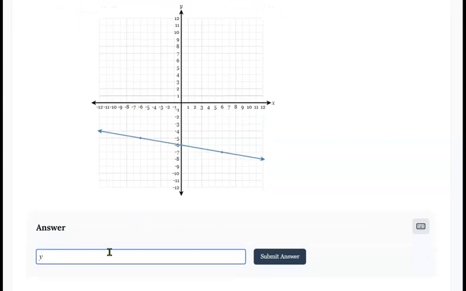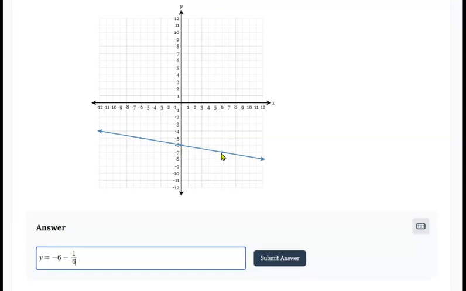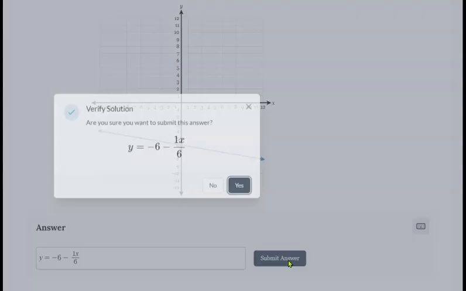You start with a y and an equal sign, and you can even start with your y-intercept if you like, -6. But you'll notice my rise is going down 1 unit and then over 6. So down 1, right 6 is -1/6 with an x on the side of the fraction. Make sure your x is on the side of the fraction and not in the denominator. The only two correct places for the x is on the side of the fraction or up in the numerator. That's also acceptable.